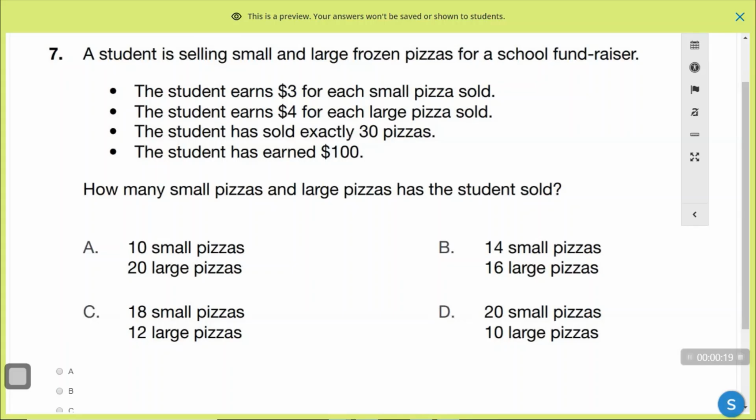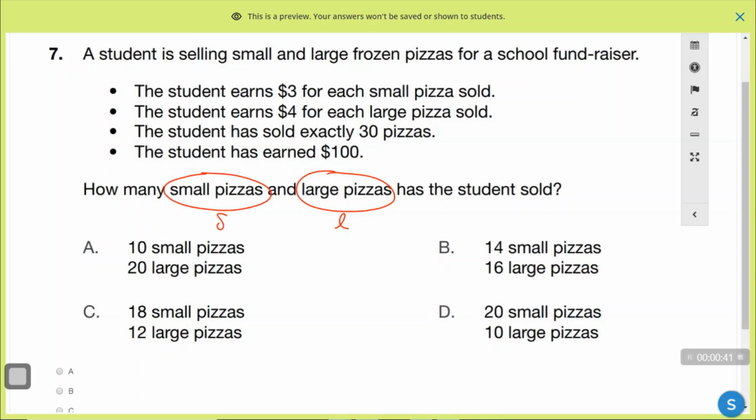Well, right away we're looking at a system of equations. How do I know that? Because I have 2 unknowns, the number of small pizzas and the number of large pizzas. And you could use any letters to represent those. I'm going to go with S and L to represent my small pizzas and my large pizzas. Now, with a system of equations, I have two variables, and therefore I need two equations.